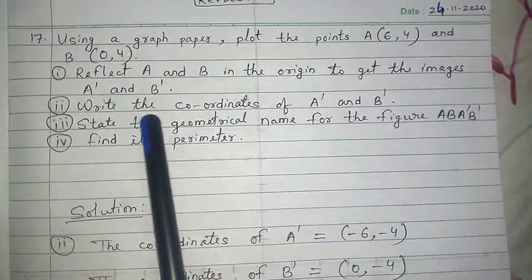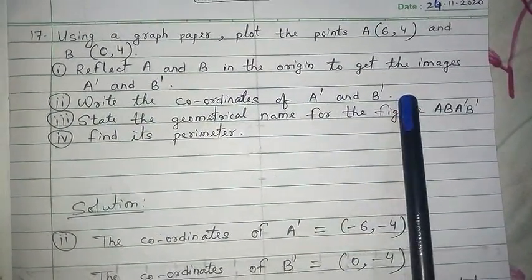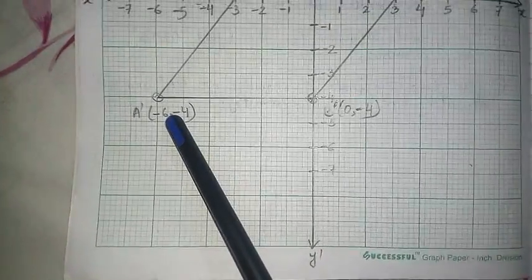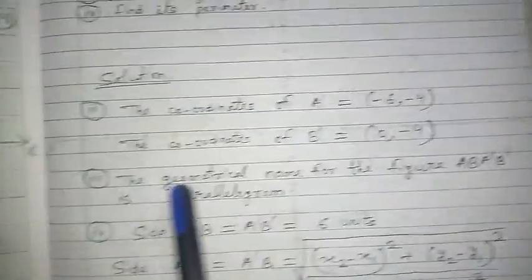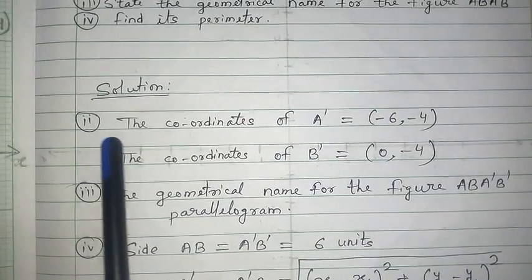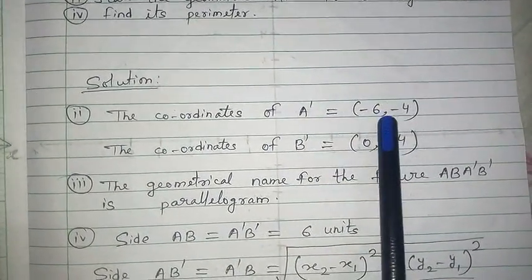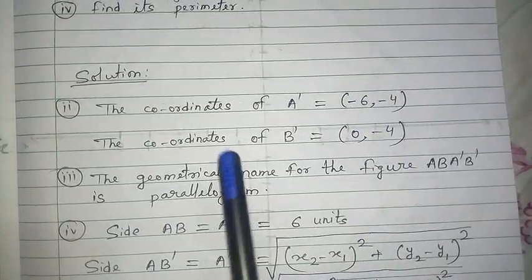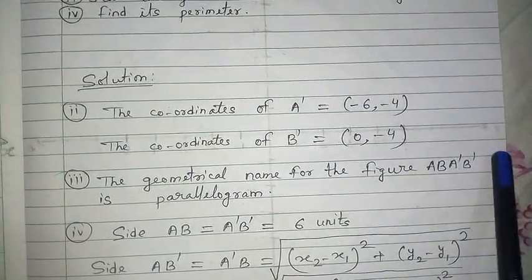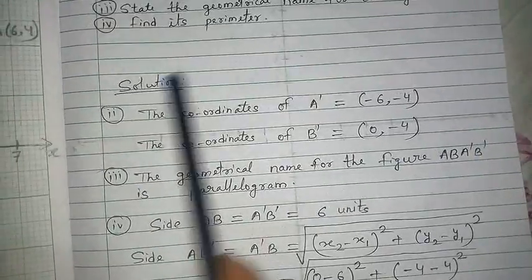Number 2, write the coordinates of A dash and B dash. You can see A dash is (minus 6, minus 4), B dash is (0, minus 4). That I can write here also. The coordinates of A dash are (minus 6, minus 4). The coordinates of B dash are (0, minus 4). Whatever I got, I wrote it here. The plotting part I will do here, and the writing part I can write on this rough page.